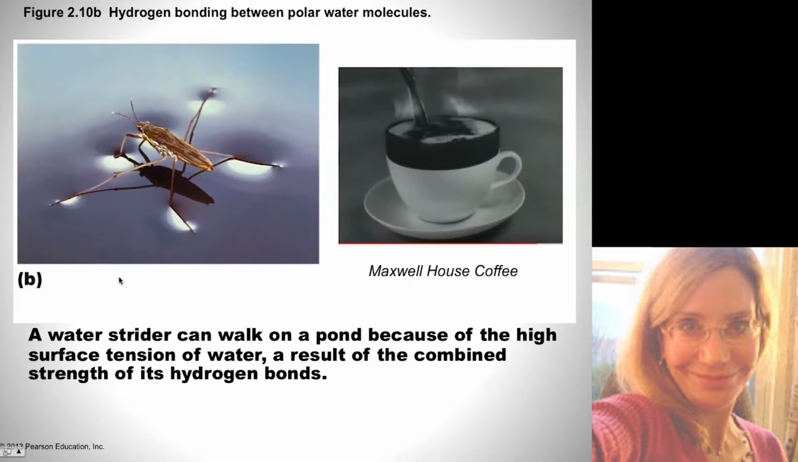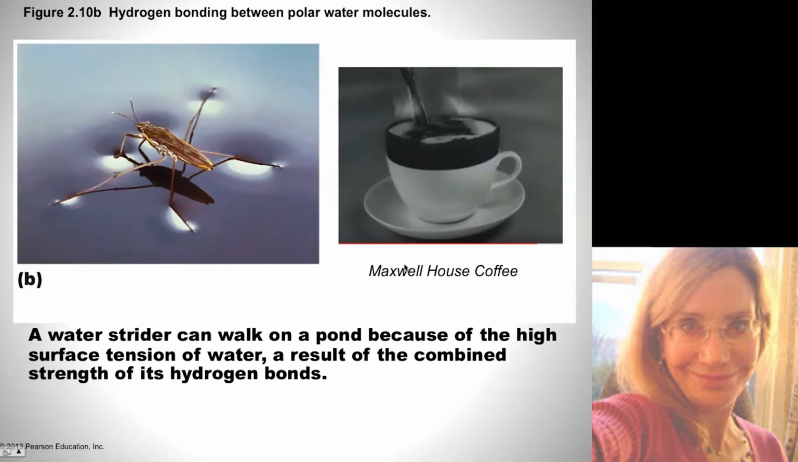Here you can see that the water strider can walk on a pond because of the high surface tension of the water. And this is a result of the combined strength of water's hydrogen bonds. And so the insect is so light it can actually skim right across the surface of that water.